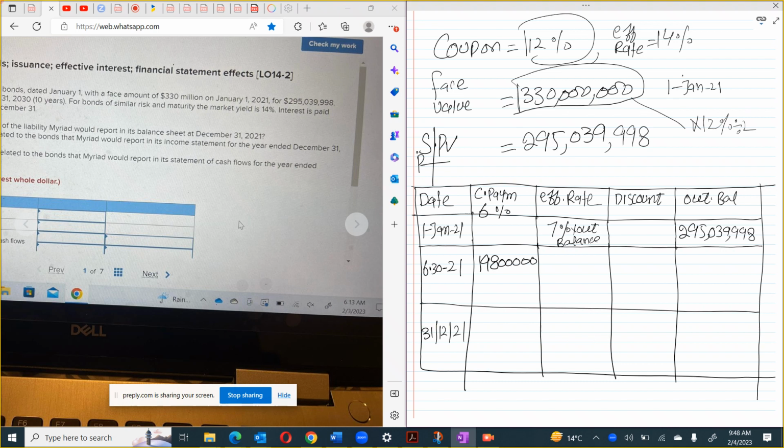Here it is also 14,800. Then we will calculate the bond interest expense.